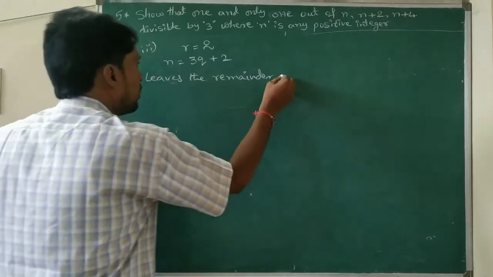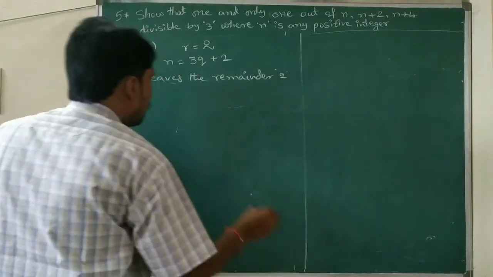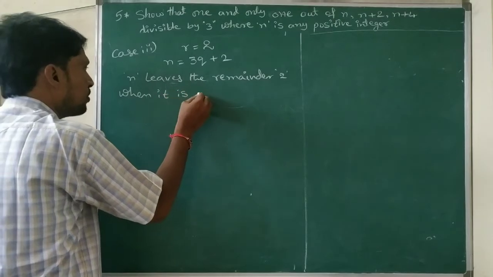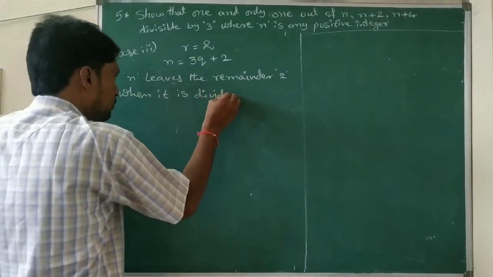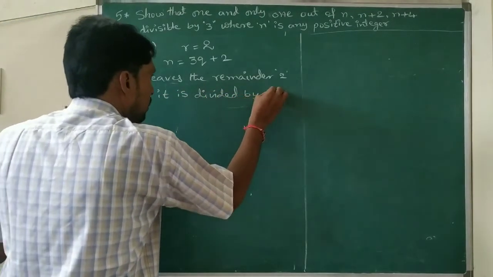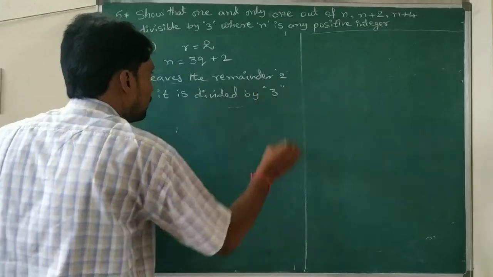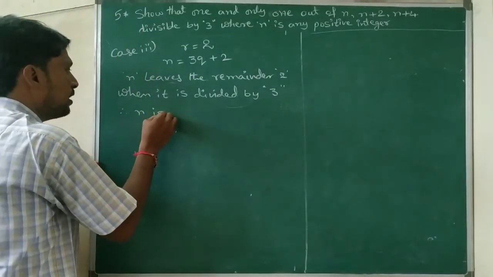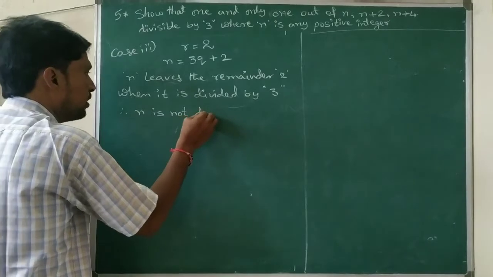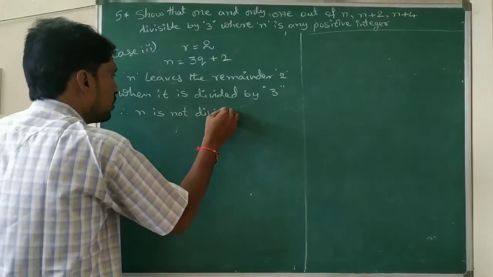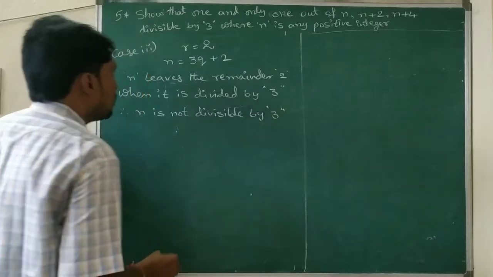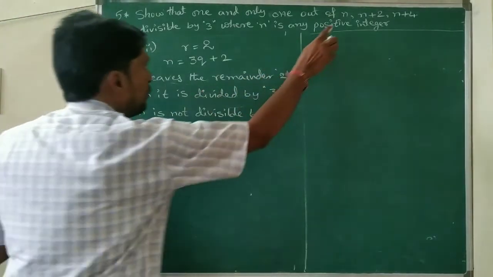n leaves the remainder 2 when it is divided by 3. Therefore, n is not divisible by 3.